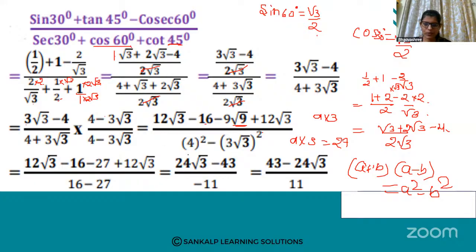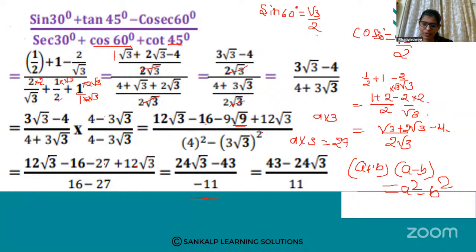minus 16 minus 27. That is minus 43. 12 plus 12, that is 24 root 3. 24 root 3 minus 43 divided by 16 minus 27, that is minus 11. 43 minus 24 root 3 divided by 11.